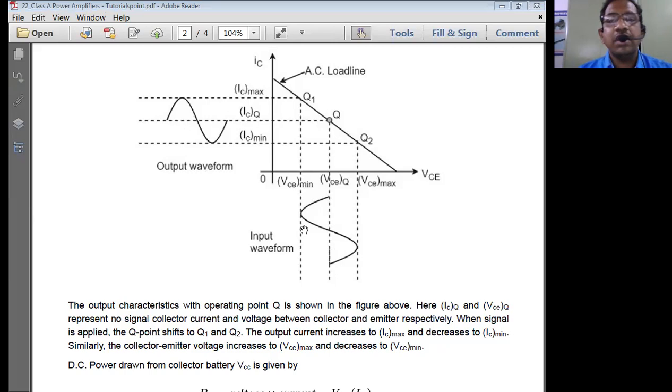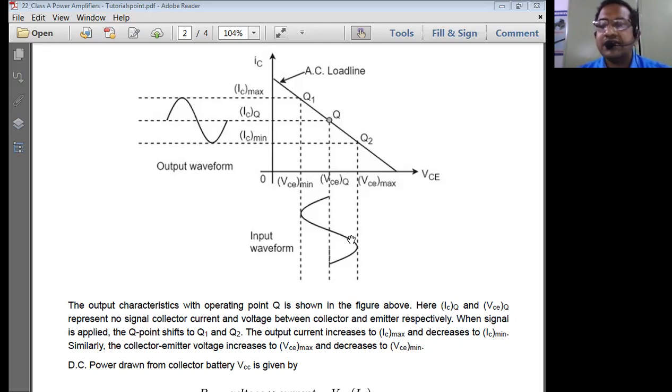That means when we get the maximum negative peak of the voltage, the current will be positive. The negative peak of the current corresponds to the positive peak of the voltage, because current and voltage will always be 90 degrees apart. Therefore, we get this kind of output curves: this is the current curve and this is the voltage curve. So the operation is exactly the same as the class A CE amplifier operation.